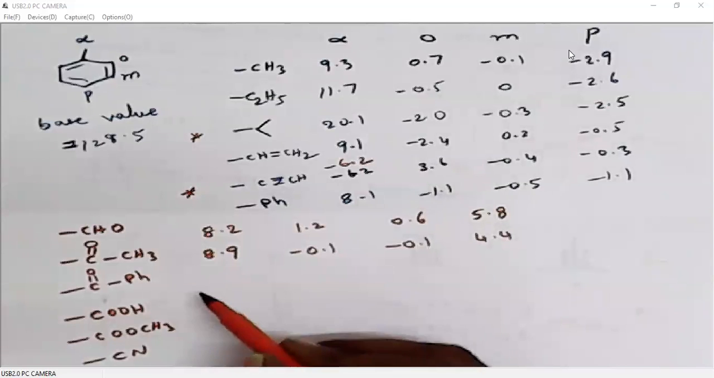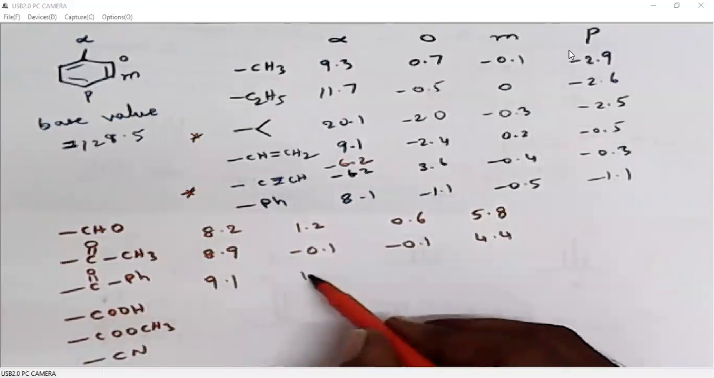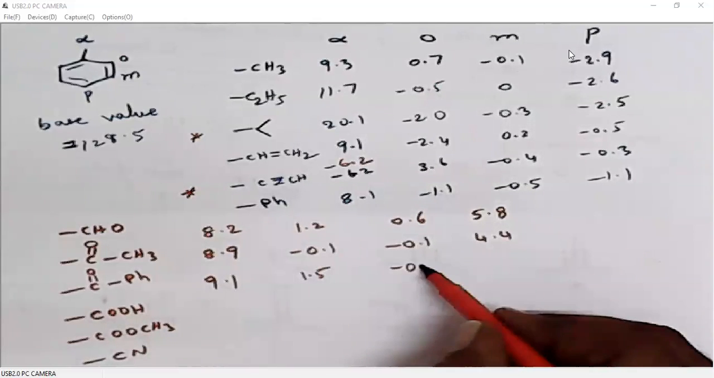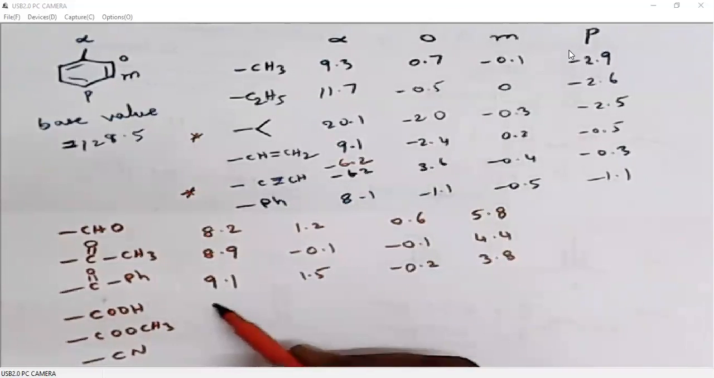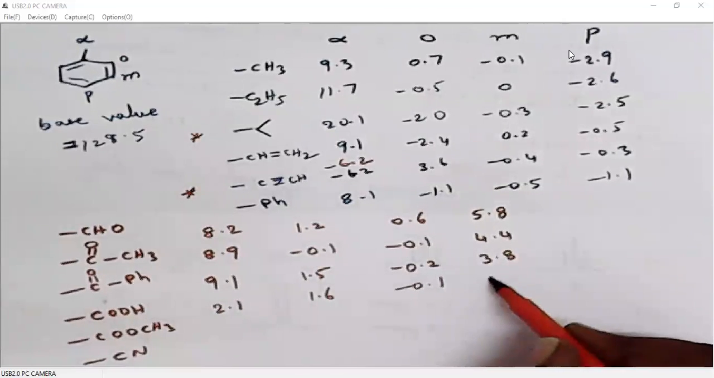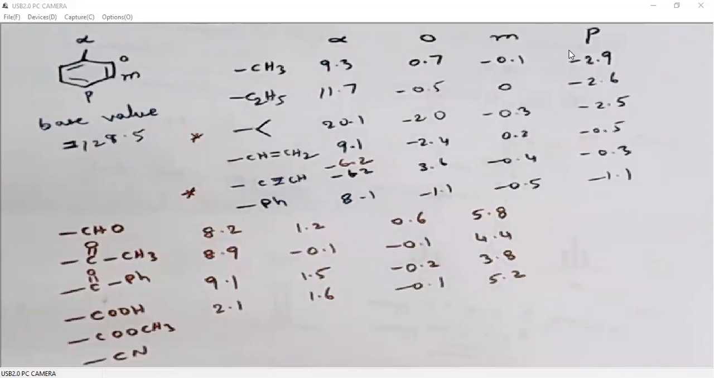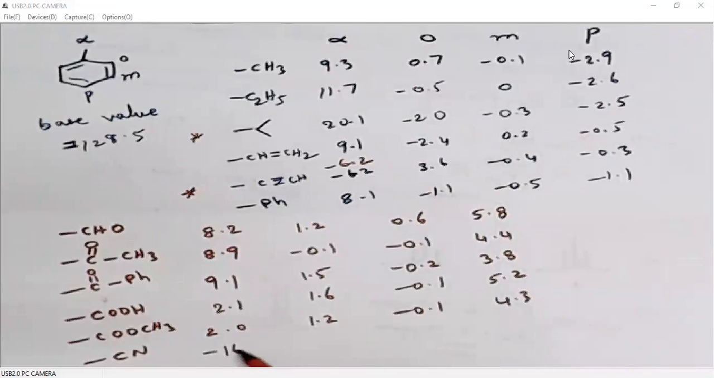For phenyl ketone, we need to add 9.1 if it is at alpha position, 1.5, minus 0.2, and 3.8. For carboxylic acid, it is 2.1, 1.6, minus 0.1, 5.2. For ester, it is 2, 1.2, minus 0.1, 4.3. For cyanide, it is minus 16, 3.6, 0.6, 4.3.